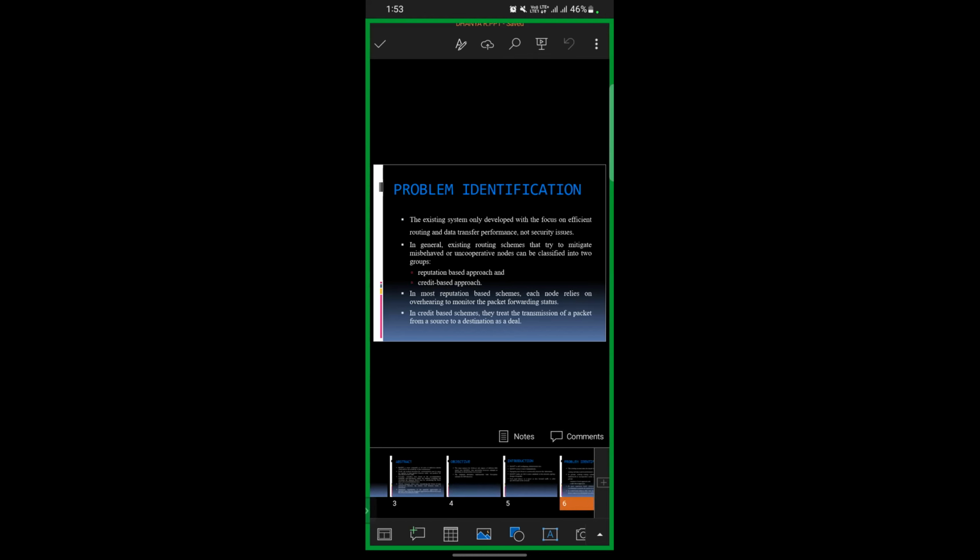The main problem in this topic is that the existing system only focused on efficient routing, energy, and data transfer performance, not on the security issues. Misbehaving and uncooperative nodes can be classified into two types: reputation based approach and credit based approach. Reputation based approach means we are collecting information from the forwarding nodes, and credit based approach means transmission of packets from a source to destination.